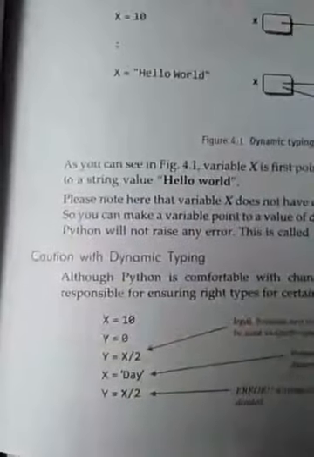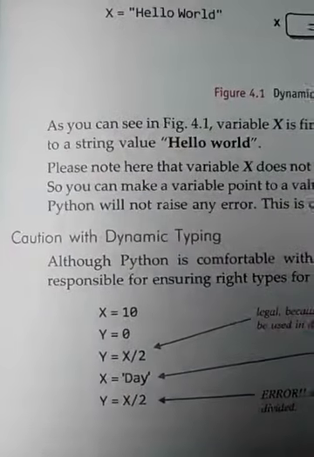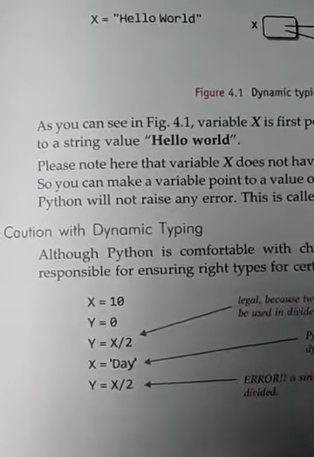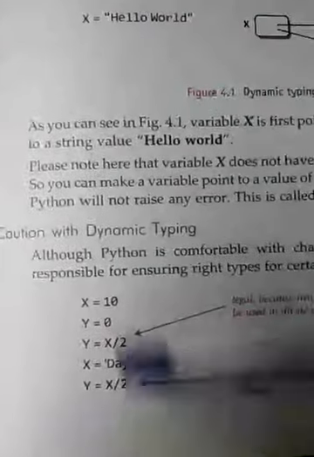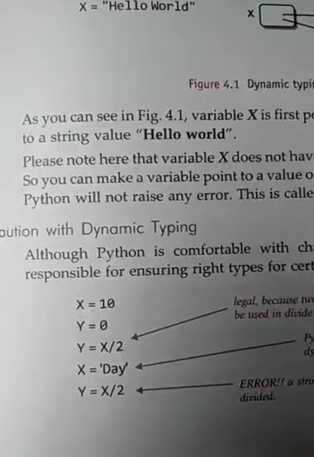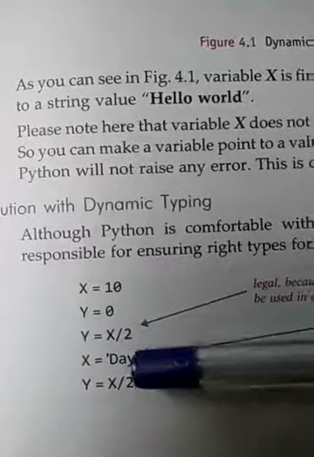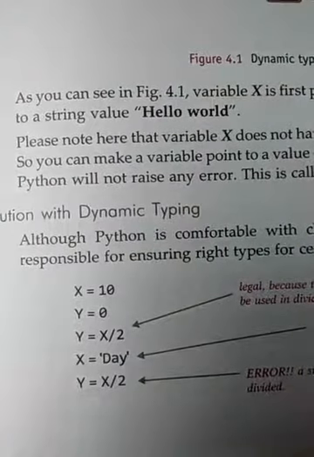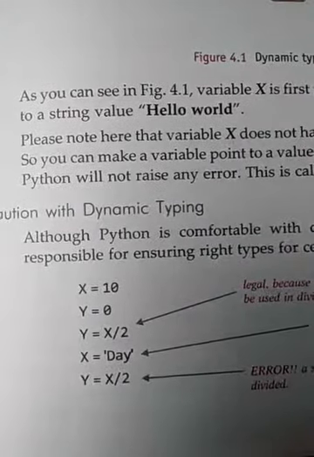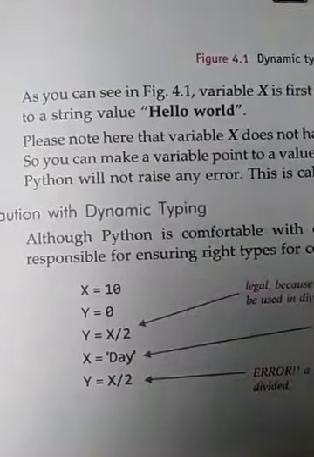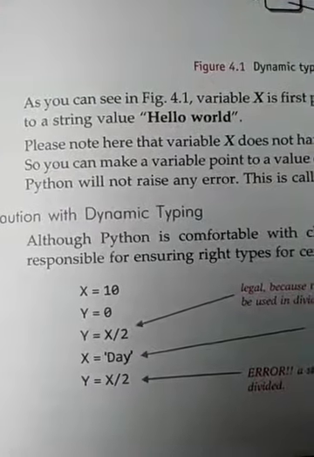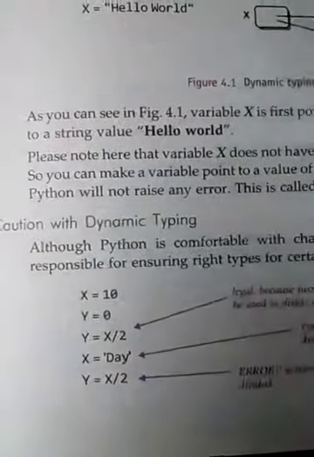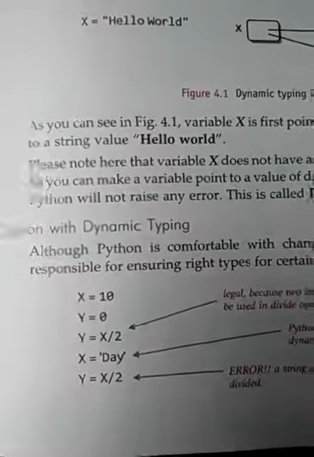Now there are some more examples where this can give an error. Right now the value of x is 10 and the value of y is 0, and we are writing the statement y = x / 2. So x is an integer and 2 is an integer, so this will work perfectly because both are the integer type. But in case of x = "day" and y = x / 2, x is a string value here, so this will display an error message.